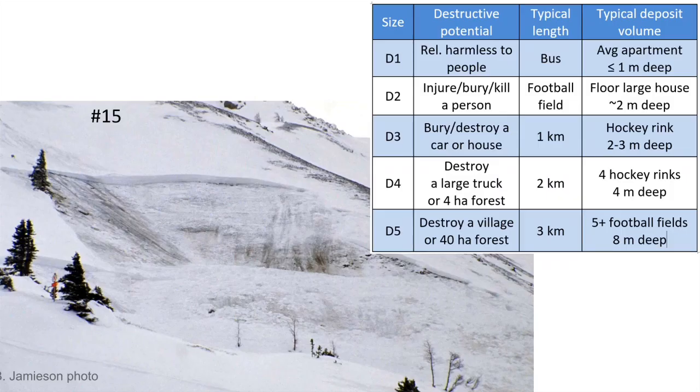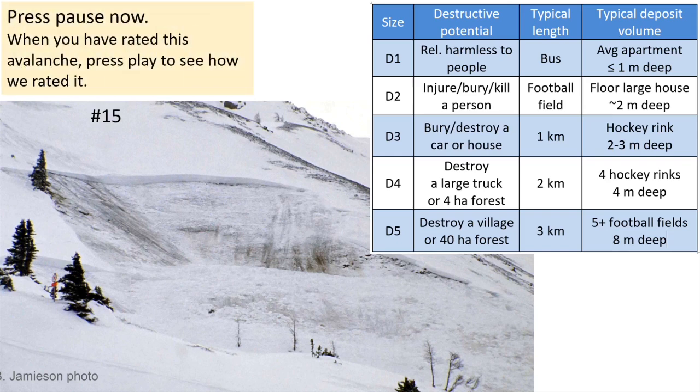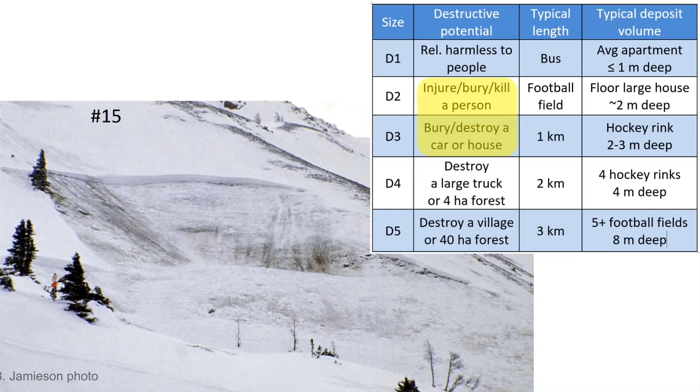This is a rider-triggered avalanche just outside the Lake Louise ski area in Banff National Park. Press pause now. In terms of the destructive potential, this avalanche could certainly injure a person while it dragged them along the rocky bed surface, but it could not fully bury or destroy a car or a wood frame house, so its destructive potential points to a D2 avalanche.